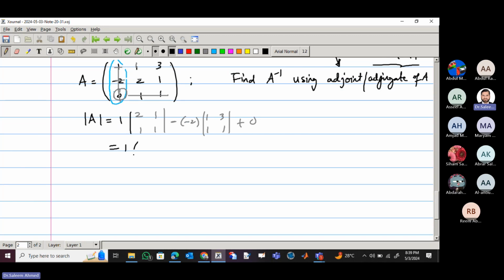So now it will become 1 into 2 minus 1 plus 2 into 1 minus 3. So that becomes 1 and minus 4. That is minus 3. So not equal to 0. So it means we are OK.